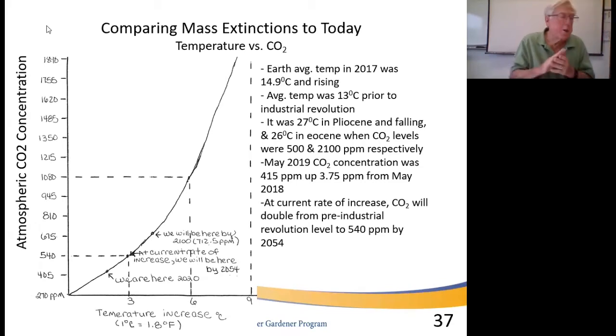So Earth's average temperature then was 14.9 degrees Celsius in 2017. That was rising, and that 14.9 degrees Celsius compares with 13 degrees Celsius prior to the Industrial Revolution. Okay, so I'm going to quote again from Peter Brennan, because I quote him a lot because he just says it so much better than I can.